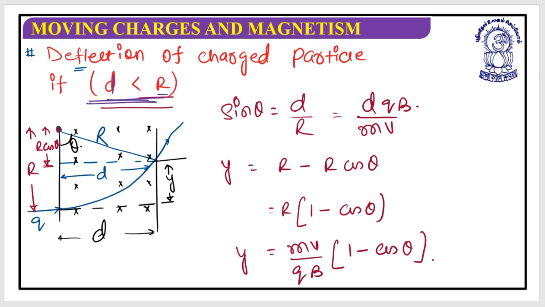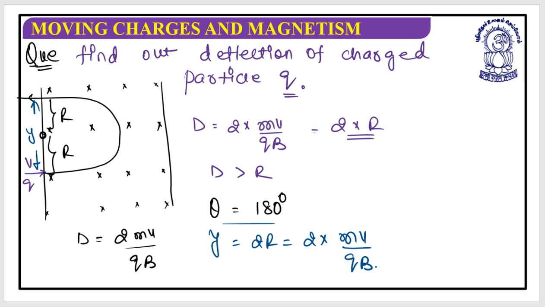You must understand this is for d less than r, because I have seen many students make a mistake. They just write that sin theta equals d by r, put the value of d, put the value of r, and that's it. But this is not the case, and this cannot be done.